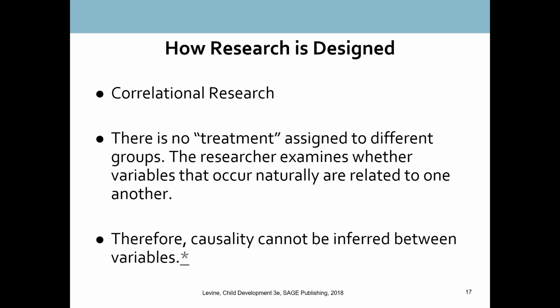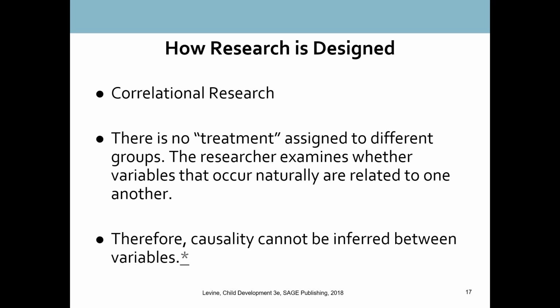Because we have no control over any of the variables in the study, we're just measuring them. We cannot infer causality between the variables. We can't say that one variable causes another. This is true of any correlational research. It is one of the most basic rules of correlations. You cannot say that one of the variables causes the other, no matter how strong the relationship may appear to be.